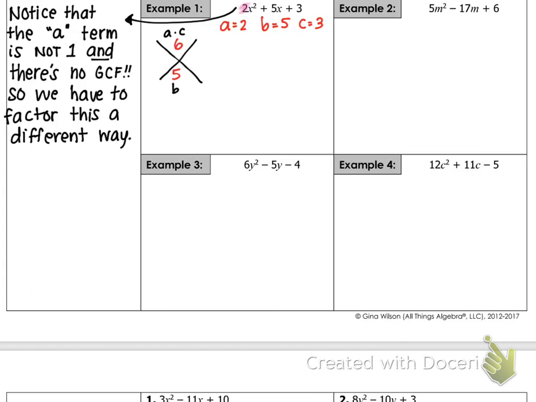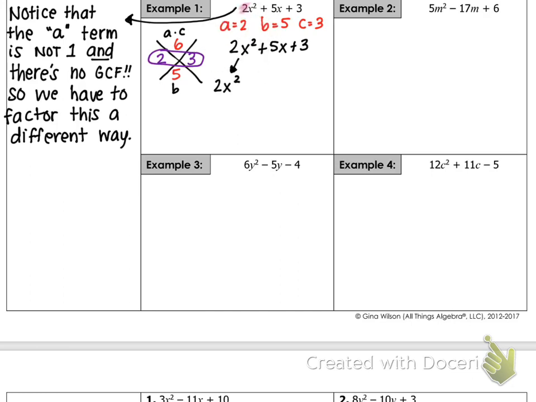We're going to do the same thing. We have to find the factors of 6 that add up to 5. So we know 2 times 3 is 6, and 2 plus 3 is 5. Okay, now this is where it gets a little different. So rewrite your original equation. I just rewrote this equation down here.